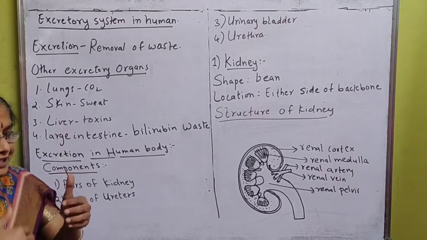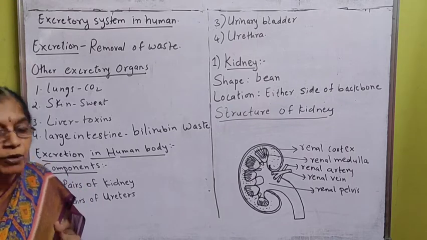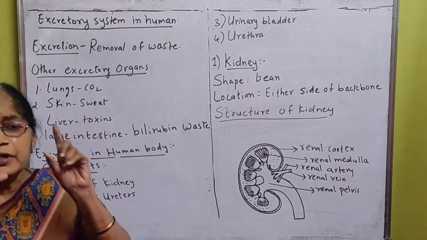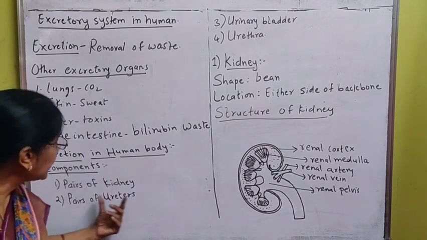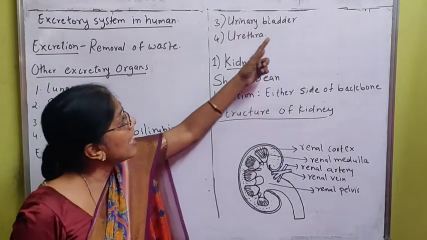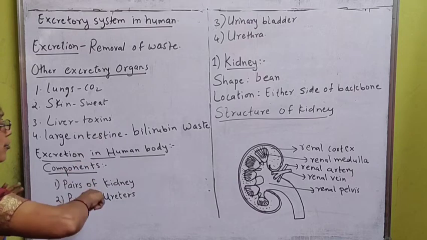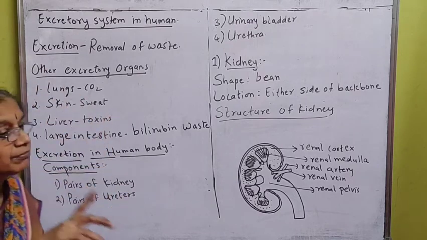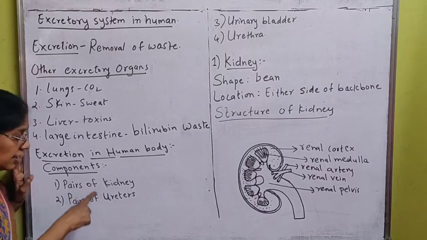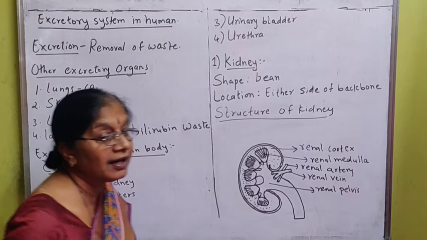Some major components are involved in excretion in the human body. First one is a pair of kidneys. We have two kidneys. Pair of ureters, which I will explain in detail afterwards. Urinary bladder and urethra. These are the main components in the excretory system of a human being. So which are the main components? Pair of kidneys, pair of ureters, urinary bladder and urethra.